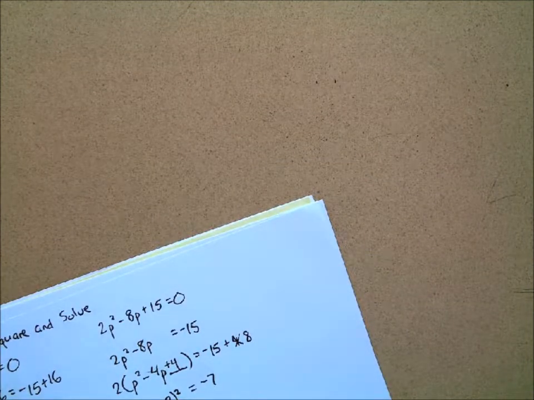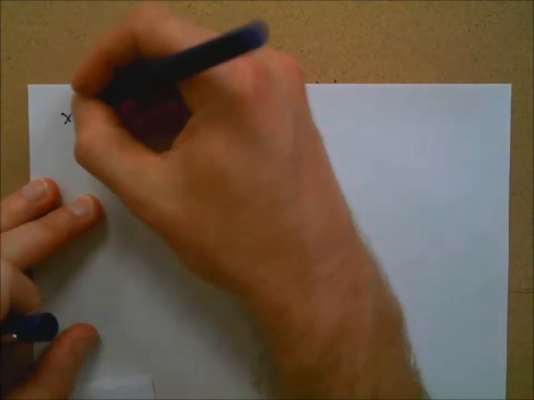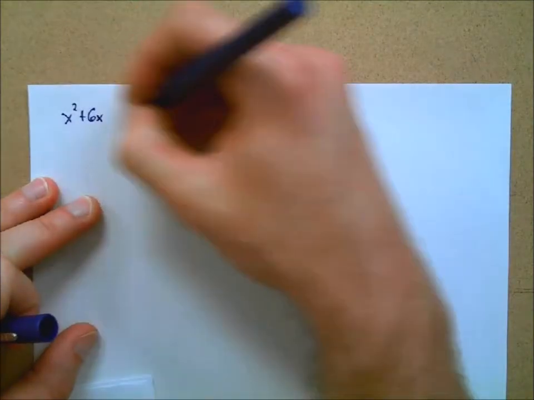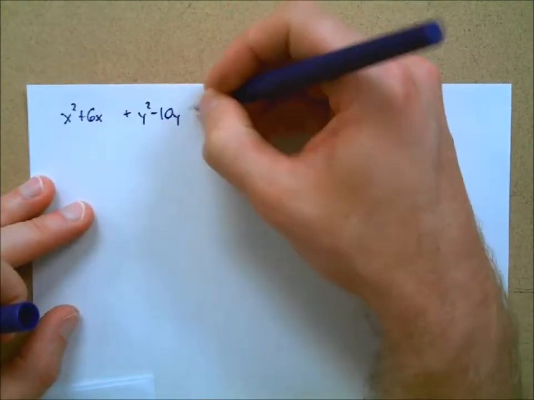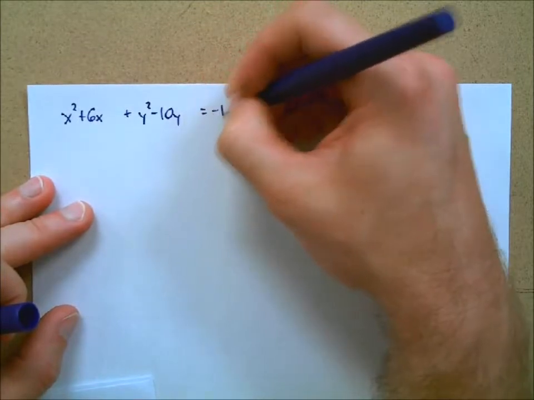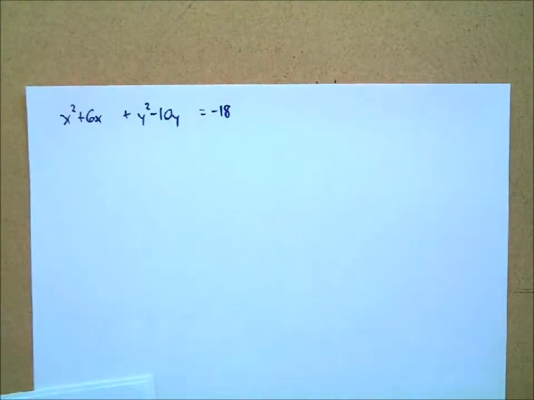We're going to go back to circles now. So now with circles, well, it's just simple. We're going to apply completing the square twice. So let's go back to our problem that we had. X squared plus 6x, I'm going to leave some space, plus y squared minus 10y, I'm going to leave some space, equals negative 18. I'm off the screen. There we go.